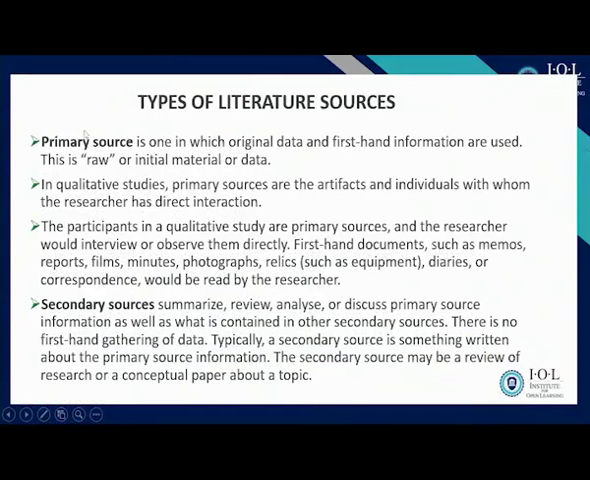Okay, types of literature source: the primary source, you know this, the first resource, and the secondary source, some other sources. So, yeah, primary source is one in which original data and first-hand information are used. Okay, and here secondary source summarizes, reviews, analyzes, discusses primary source information. So it is just getting its information from the primary source. Okay, primary source, the first information, and secondary is getting its information from the primary source. That's what secondary is. Secondary school, primary school, the first one always then comes the second one.